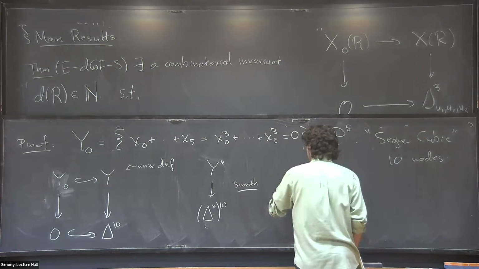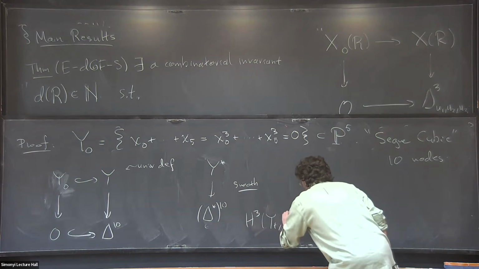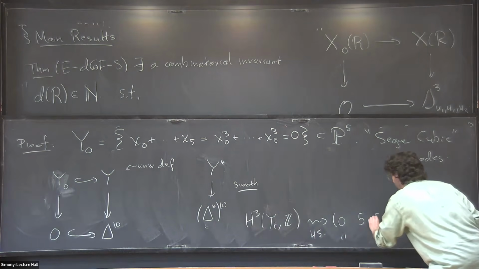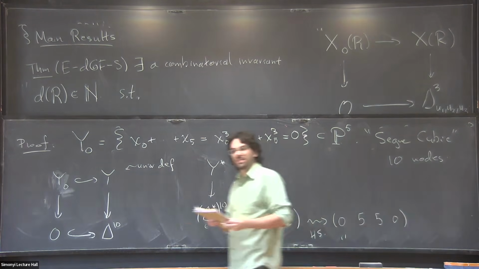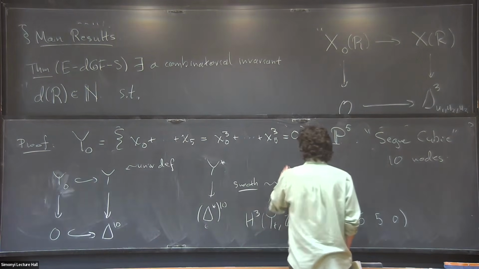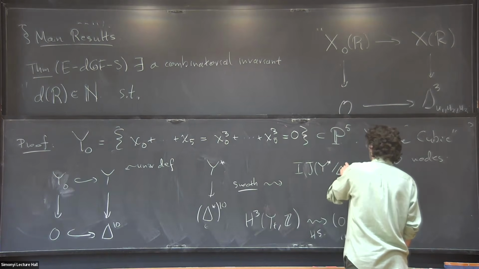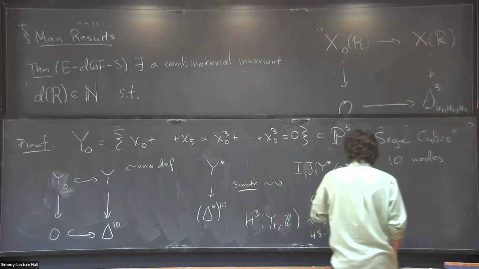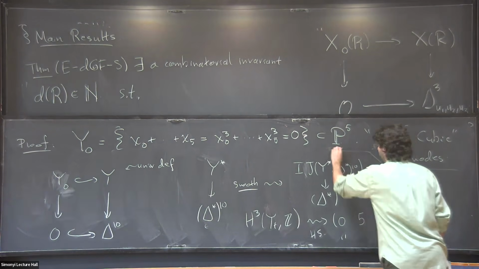And now, famously, the cubic threefold has a Hodge structure on its integer cohomology. It has a Hodge structure of type (0,5),(5,0). So there's an intermediate Jacobian associated to the cubic threefold, which is a principally polarized abelian fivefold. So what we do is we take the relative intermediate Jacobian fibration of this over delta star to the 10. So this is now a fibration in principally polarized abelian fivefolds.